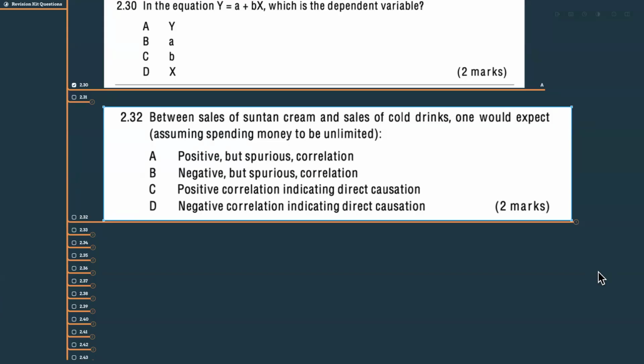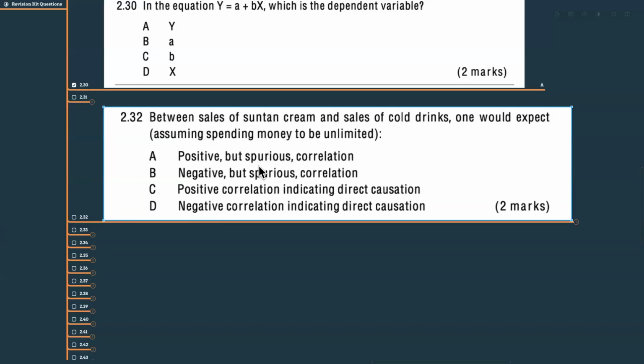Right? The correct answer is, as you all said, A is the correct answer. Because there is a positive relationship, guys. Because when one thing increases, the other also increases. The sun cream sales increase, also the cold drink sales increase. That's a positive relationship. So the answer B is out. It's not negative. And also answer D is out because it says negative relation. So a positive correlation is there.